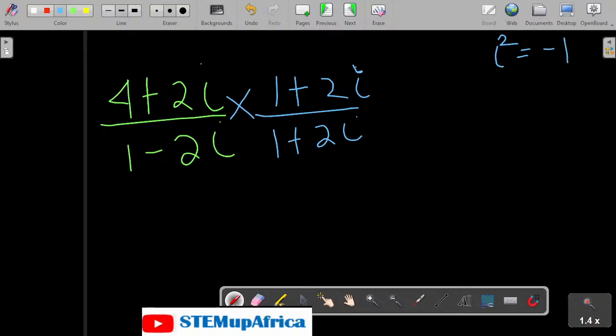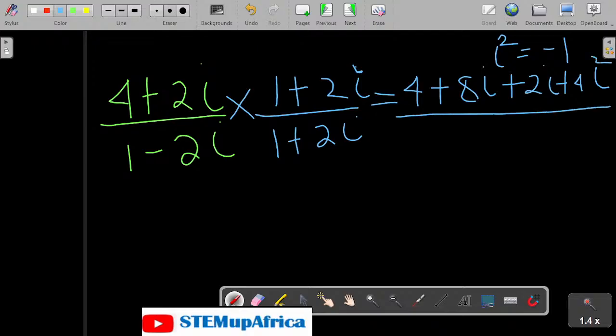So let's expand the numerator and the denominator. If I expand, 4 times 1 will give me 4, plus 4 times 2i will give me 8i. 2i times 1 will give me 2i. 2i times 2i will give me plus 4i squared. Over 1 times 1, here is the difference of two squares: 1 square minus 4 square i. Don't forget what we said about i square. i square is minus 1. Then I can add these two terms because they are alike. I can add both of them together.